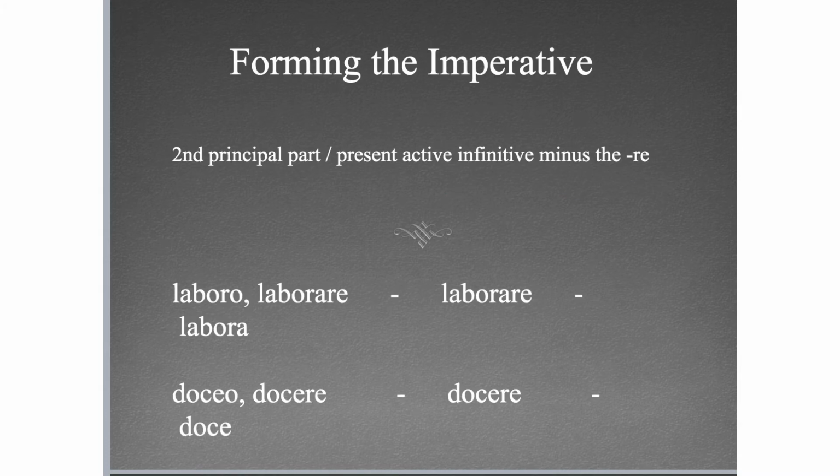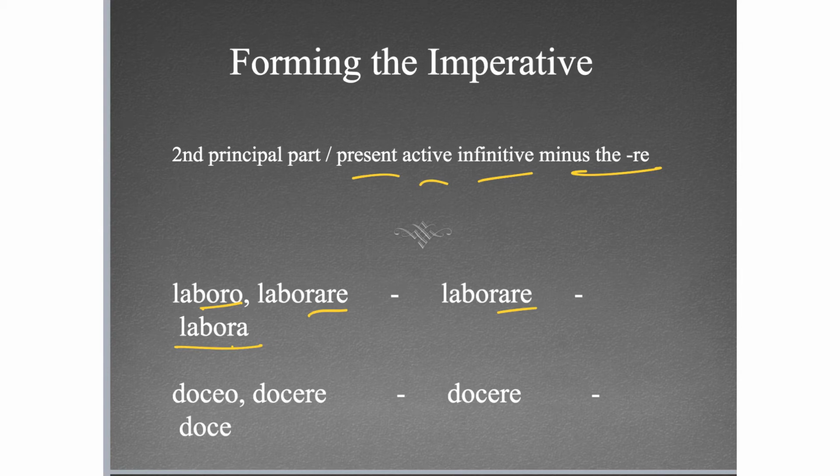Let's take a look at regular imperatives to begin with. All right, so this is not negative imperatives. This is just regular old positive imperatives, by way of review. The basic idea is your present active infinitive minus the RE. So here's laboro, laborare. That's my verb. Here's my present active infinitive, laborare. I take off the RE, and I'm left with labora, work.